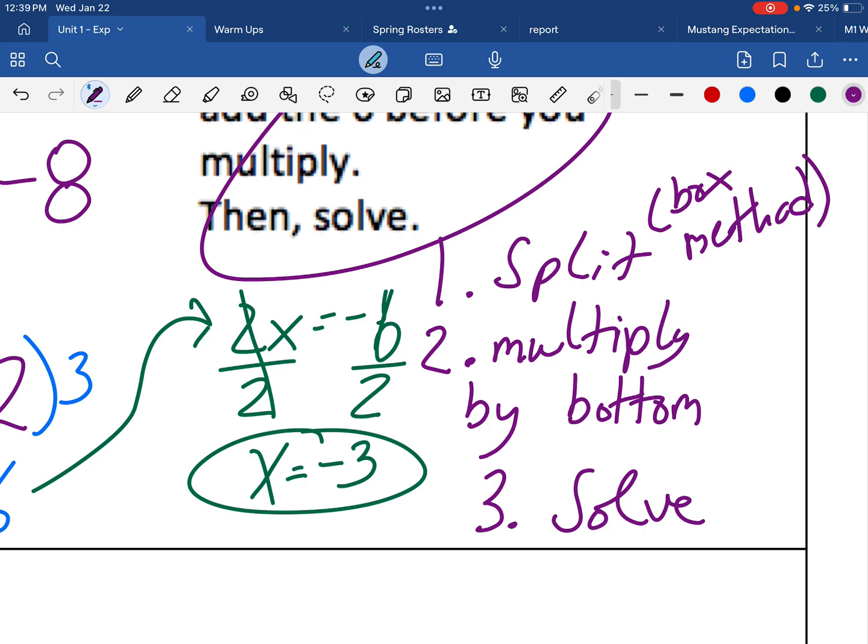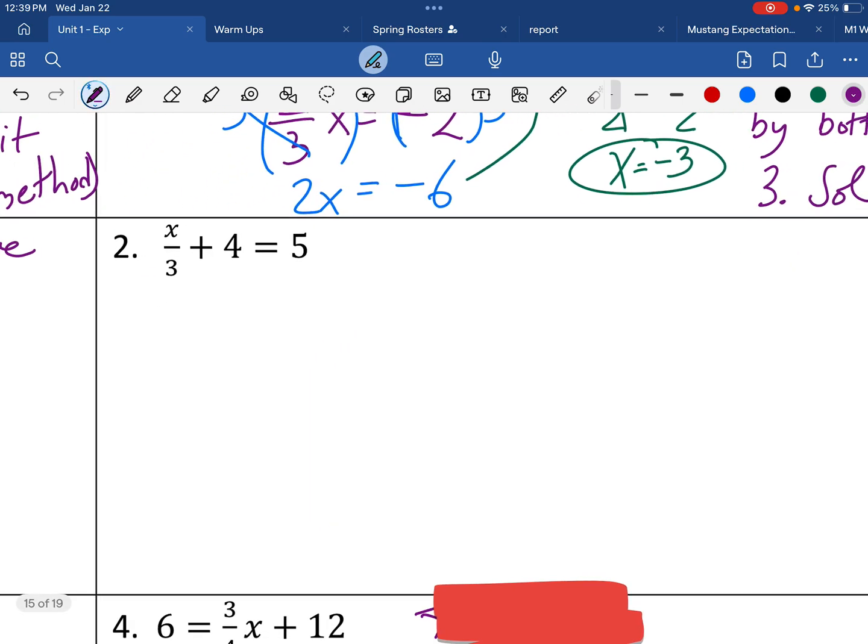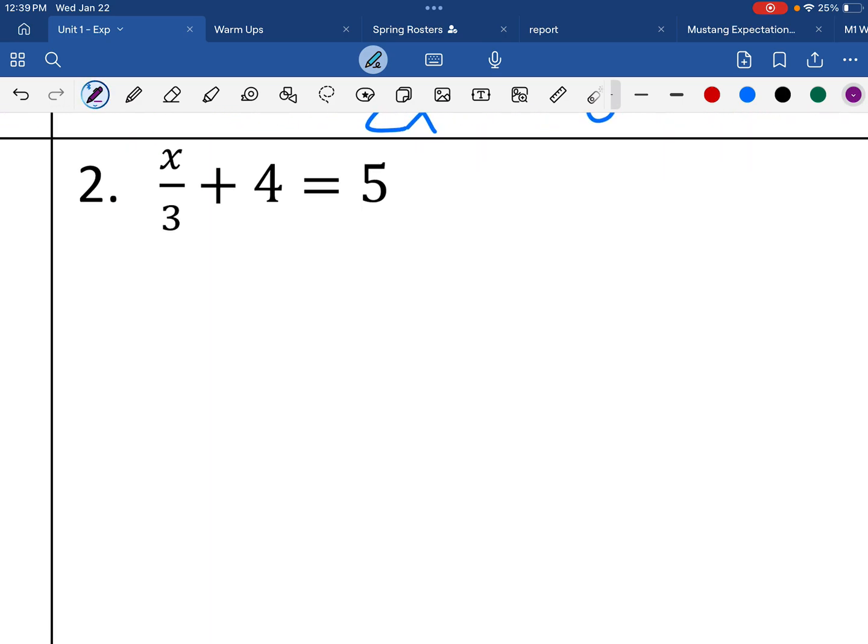Okay, so let's look at 2 examples. So number 1, we have x over 3 plus 4 equals 5. I'll give you guys a second. You guys solve it. Just go ahead and pause the video.